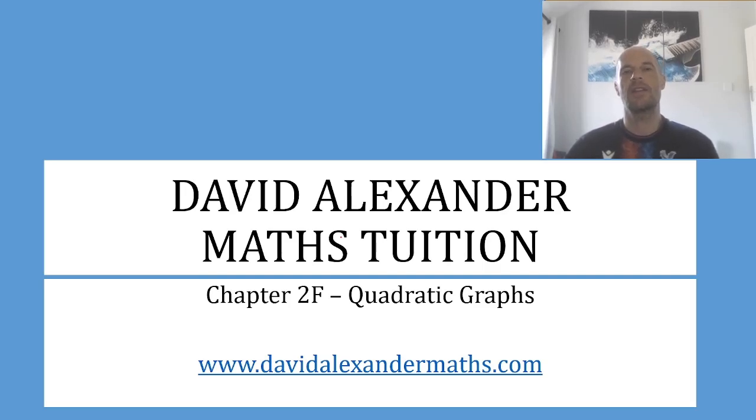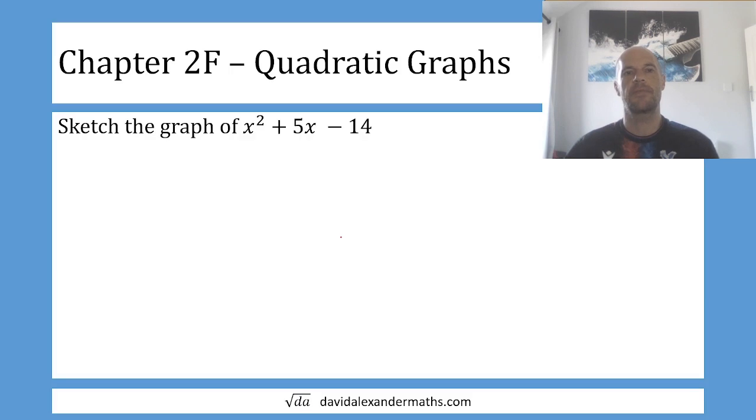This is Chapter 2F on quadratic graphs. So sketch the graph of x squared plus 5x minus 14. Okay, so we need to remember that when we've got a quadratic equation, we can get four coordinates for the graph. First of all, we can get the solutions. So if we set this to 0, we can factorise and solve.